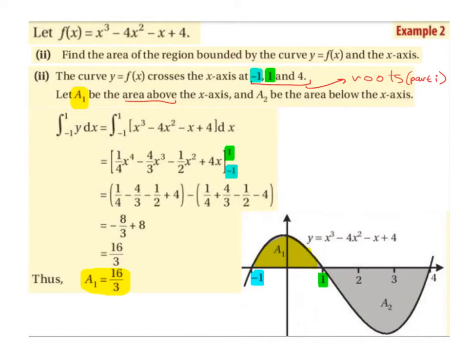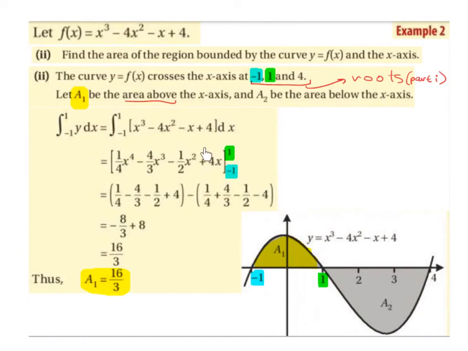So we want to find the integral of y dx between the limits 1 and minus 1. So between minus 1 and 1. So we want the integral of x cubed minus 4x squared minus x plus 4 dx between the limits 1 and minus 1. So integrating x cubed, we get a quarter x to the power 4. Integrating minus 4x squared, we get minus 4 over 3 x cubed. Integrating minus x, we get minus a half x squared. And integrating 4, we get 4x.